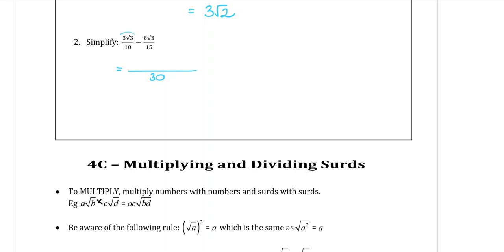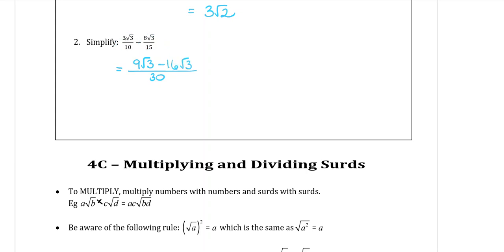The first fraction here, to get 30 on the bottom, you would need to times by 3. So we times the top by 3, which is 9 root 3. Then the second fraction was a 15 on the bottom, so that means I have to times that by 2. Timesing the top by 2, we will get negative 16 root 3.